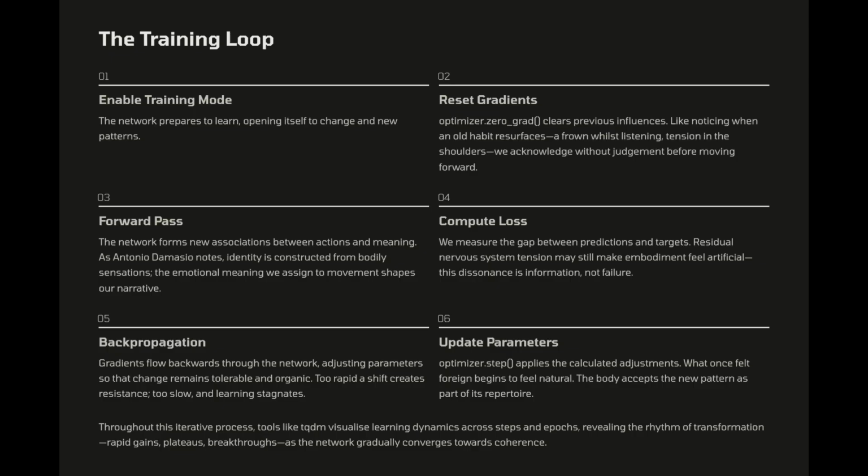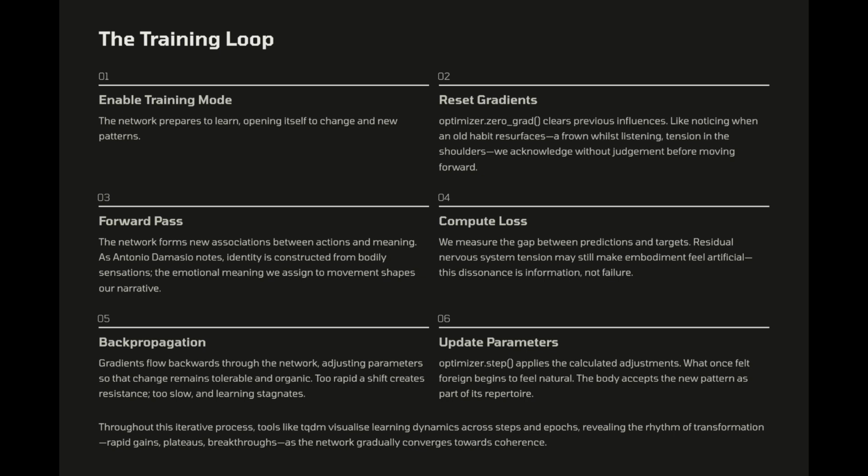Calling model.train places the network in learning mode. In this state, dropout randomly deactivates neurons. Batch norm uses statistics computed from the current batch. Each training iteration follows these steps. 1. Enable training mode. 2. Reset gradients with optimizer.zero_grad, similar to noticing when an old habit resurfaces, such as frowning while listening. 3. Run the forward pass, forming new associations between actions and meaning.